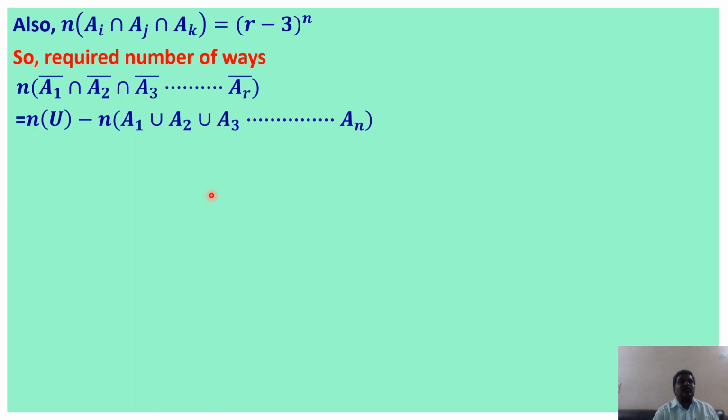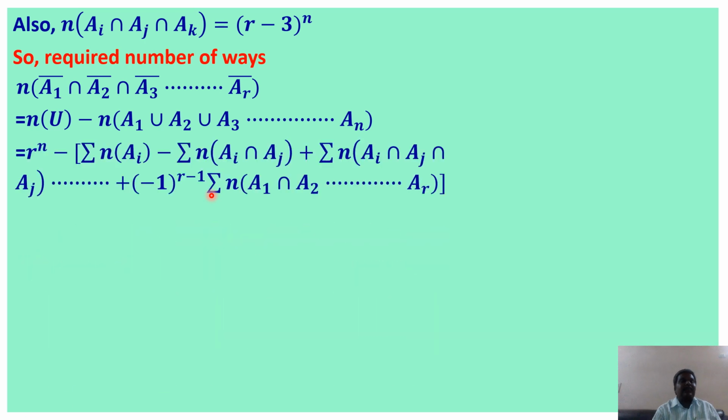So it is equivalent to what we previously discussed: n of U minus n of A1 union A2 union and so on up to Ar. N of U is nothing but r power n. How does this happen? You have n balls, and you are going to send the n balls to the r boxes. Whatever it may be, r power n ways. Take the first ball; you may allot it to any one of the r boxes in r ways. The second ball can be allotted in r ways, the third ball in r ways, and so on, the nth ball in r ways. R into r into r and so on up to n times. That is r power n.